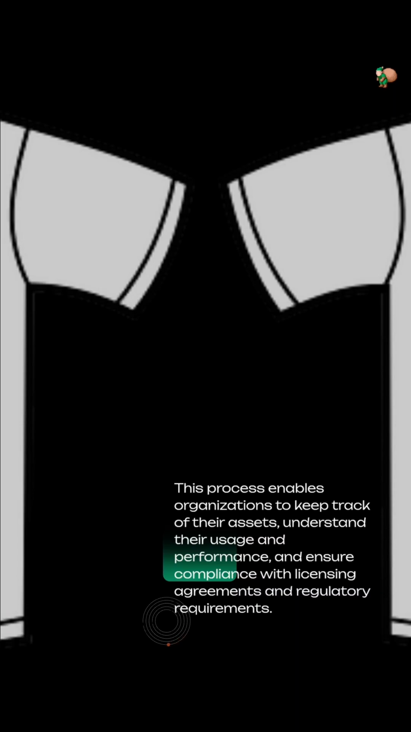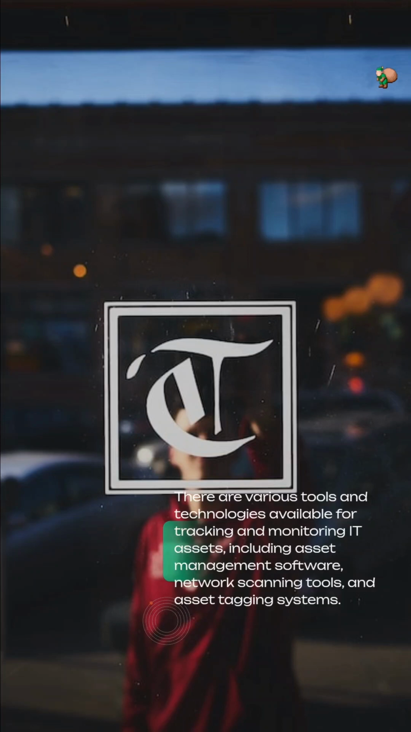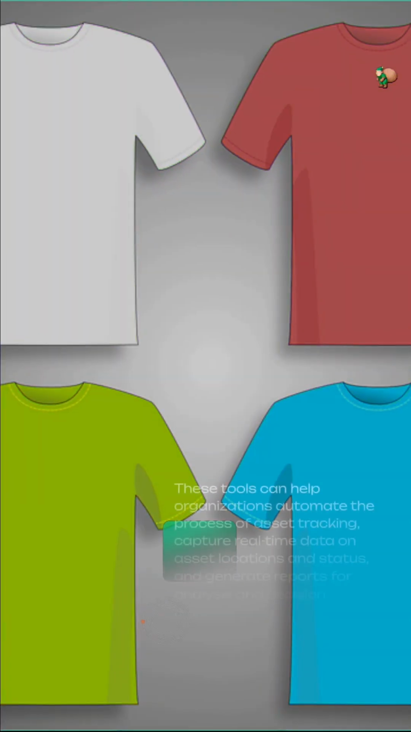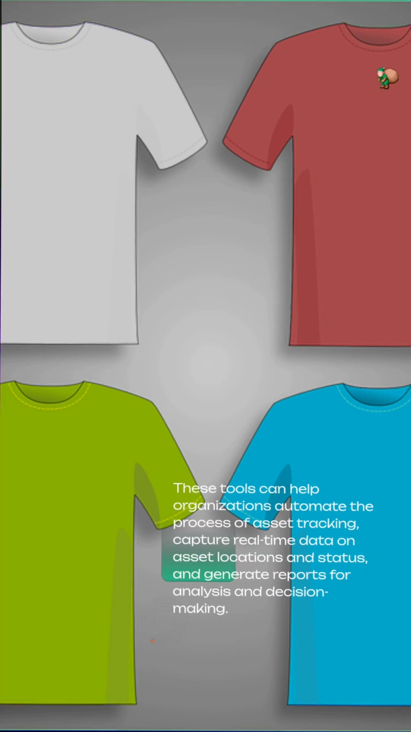agreements and regulatory requirements. There are various tools and technologies available for tracking and monitoring IT assets, including asset management software, network scanning tools, and asset tagging systems. These tools can help organizations automate the process of asset tracking, capture real-time data on asset locations and status, and generate reports for analysis and decision-making.